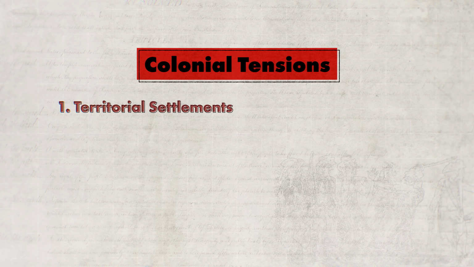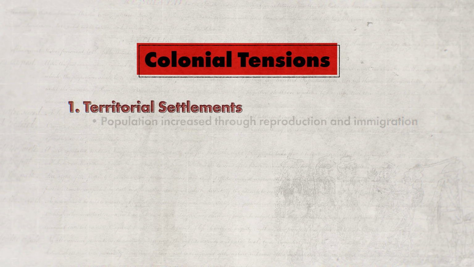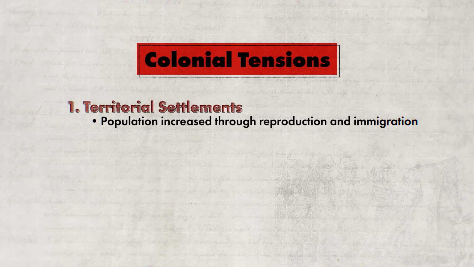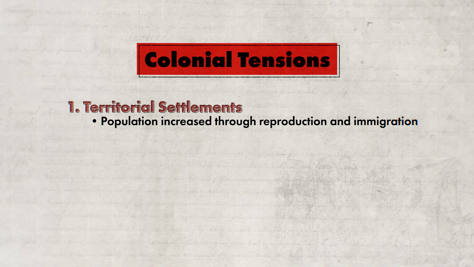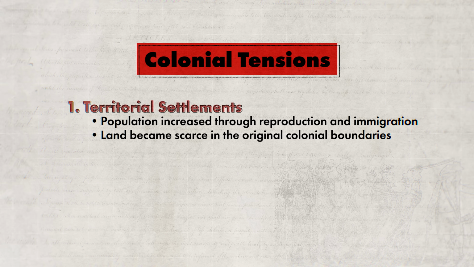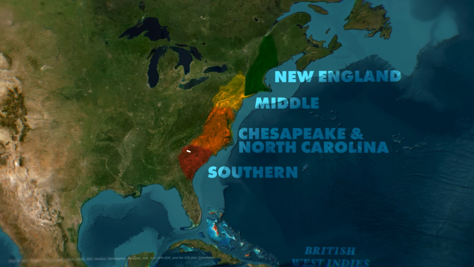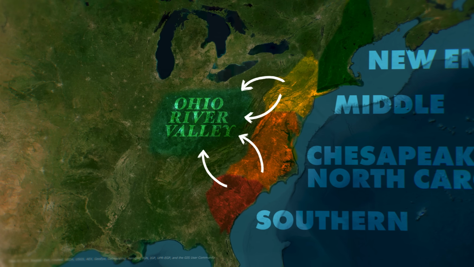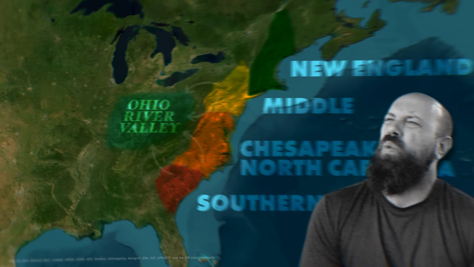First, there was a growing tension regarding territorial settlements. So due to the incredible population increase through natural reproduction and immigration that I mentioned earlier, land became scarce in the original colonial boundaries. Therefore, many colonists desired to push west into the Ohio River Valley to create a better life for themselves. Like, that's the whole stinking reason that they crossed the ocean in the first place. But that desire created two big honking problems for Great Britain.